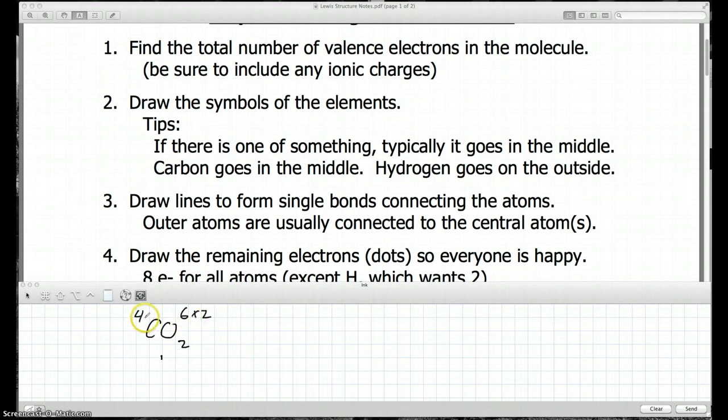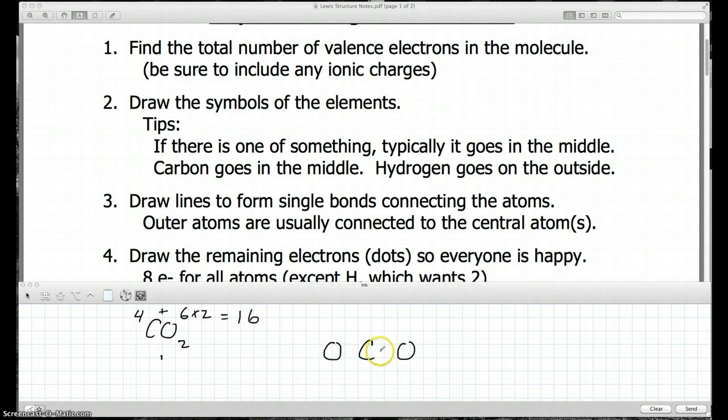12 plus 4 is 16. 4 plus 6 times 2 equals 16. So we have 16 electrons to work with. Carbon likes to be in the middle, like I said before. So we're doing step 2 now, we're drawing the symbols. And there's 2 oxygens, and we're going to make it kind of balanced, 1 on each side.